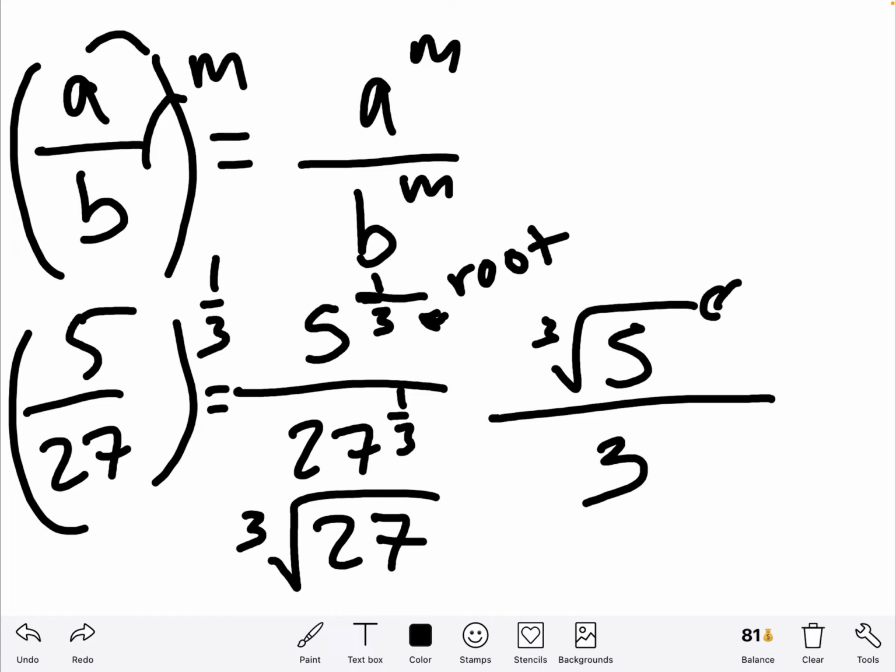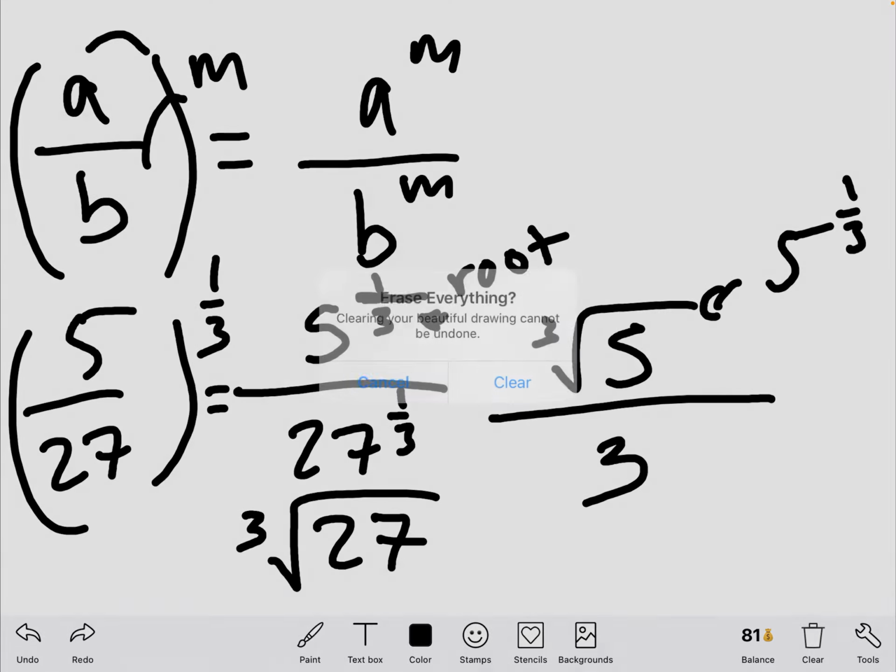I don't know if she wants you to leave it like this or in fraction form. It all depends on what she wants, but that's how you do that property. And that's the last property.